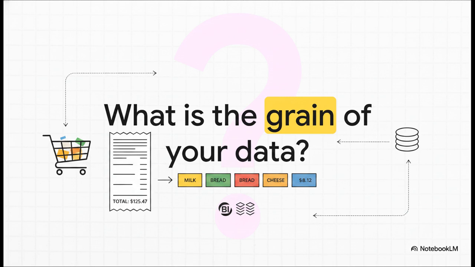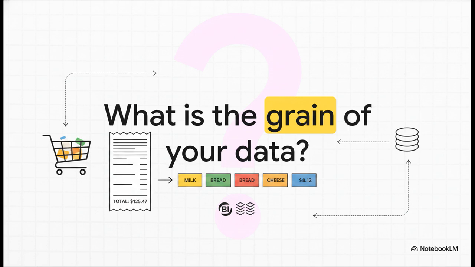Think about going to the supermarket. Is the grain of your data the single printed receipt for your entire visit? Or is it the individual line items on that receipt? The milk, the bread, the fruit. Deciding this up front is critical because it's always way more challenging to try and go down to a lower grain after you've already built your model.